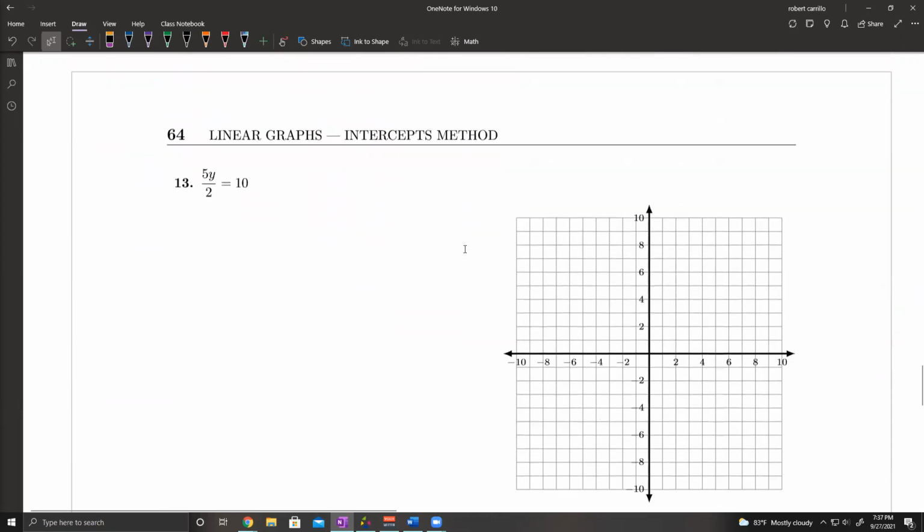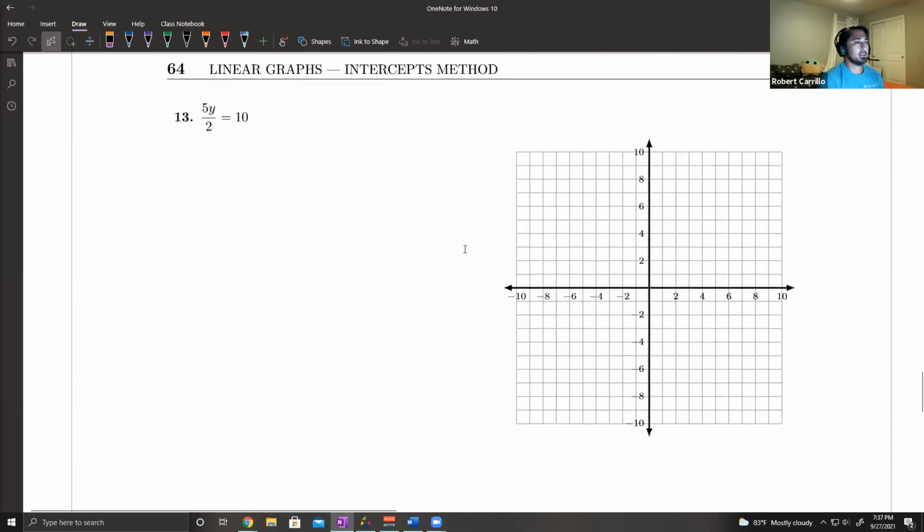Okay. Number 13. Same thing here. All right, so this, we can only solve for y on number 13. So there is no x-intercept on this one. So we solve for y here. I'll write this one out again. And I think we already did this one, right? 5y/2 equal to 10. And yeah, this was one we did already.